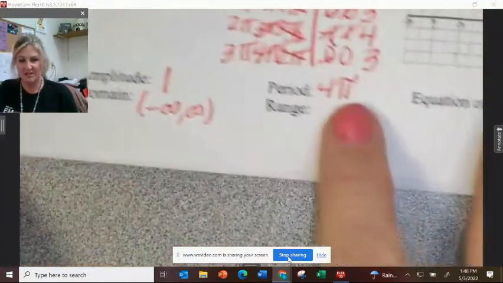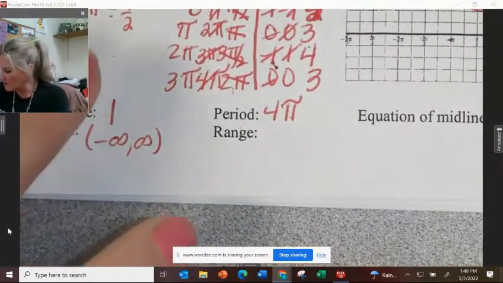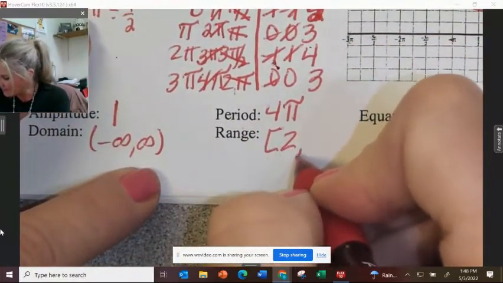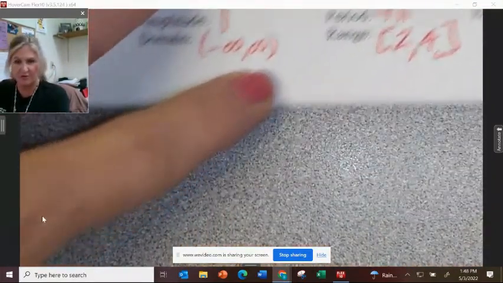Oh, the range. Let's go ahead and do the range real quick. What's our lowest point, you guys? Up to 4. So 2 to 4 would be the range.